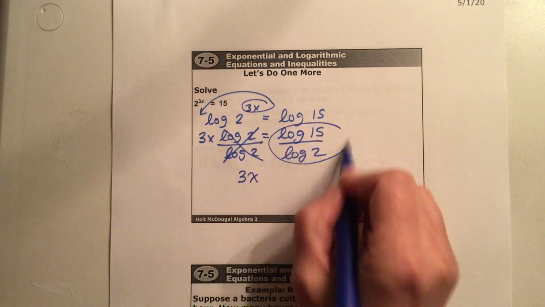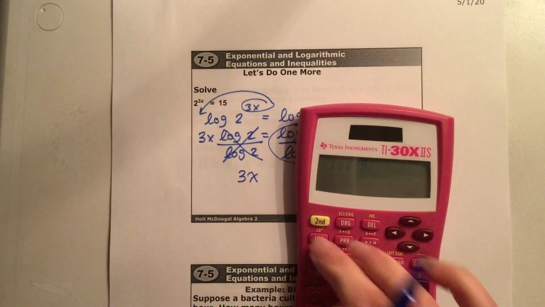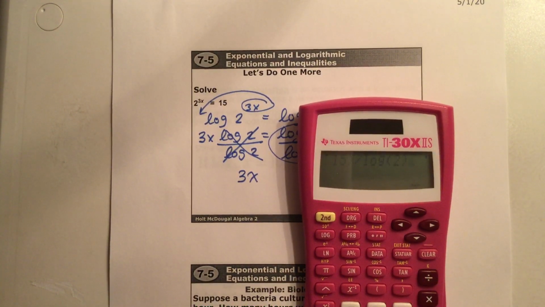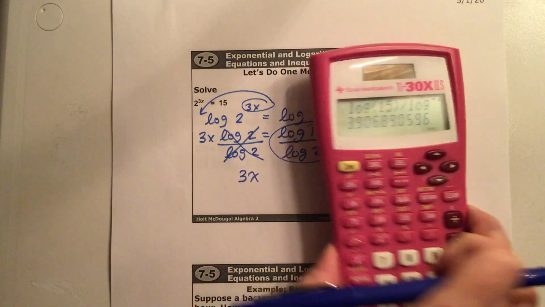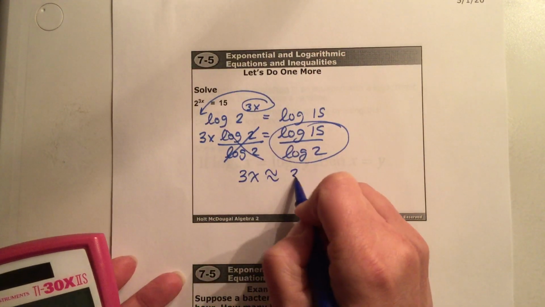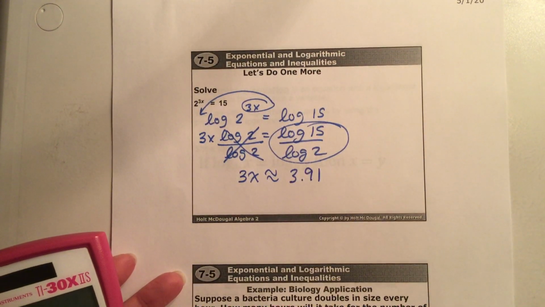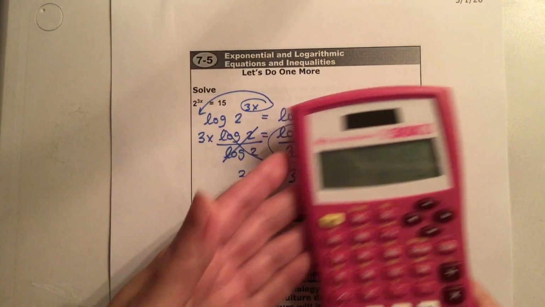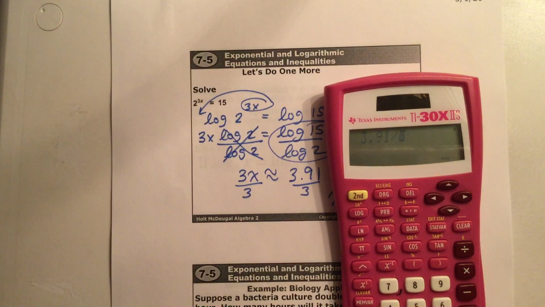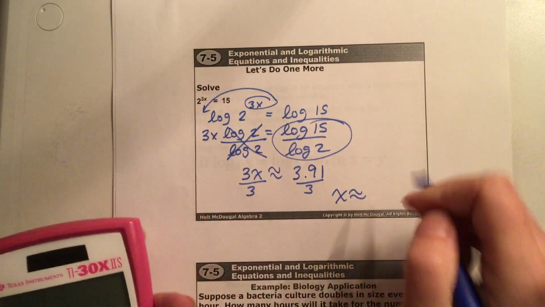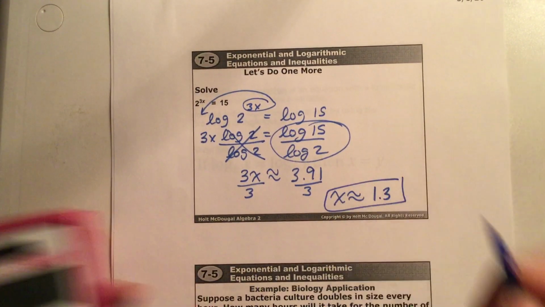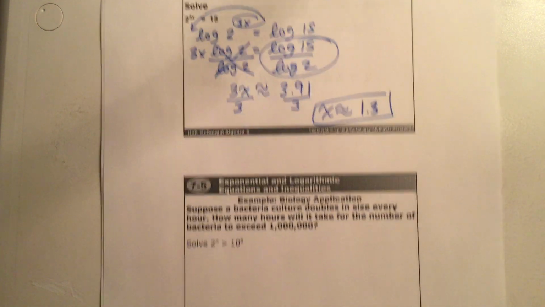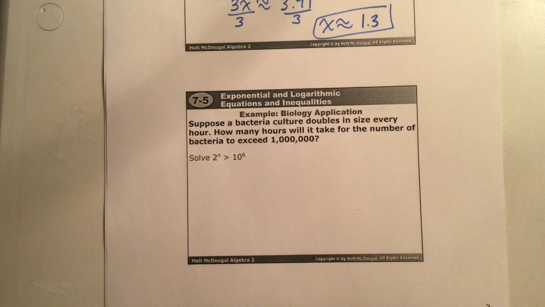So 3x, plug that in your calculator. Log of 15 divided by log of 2. I am rounding 3.91 if I'm going to the 100th. 3.91. Go ahead and divide by 3. X is approximately 3.91 divided by 3. X is approximately 1.3.